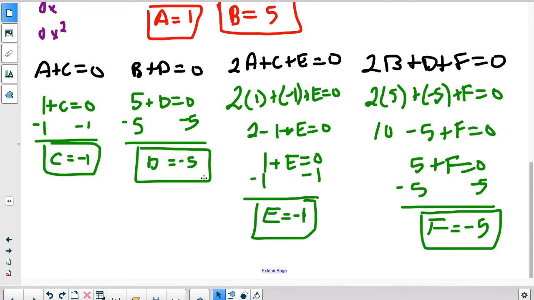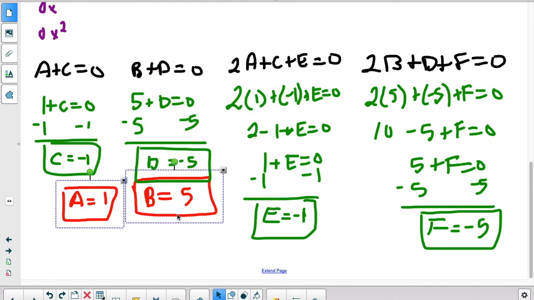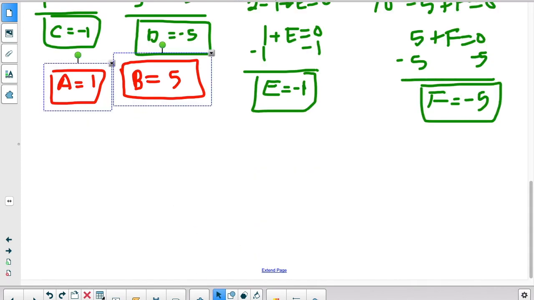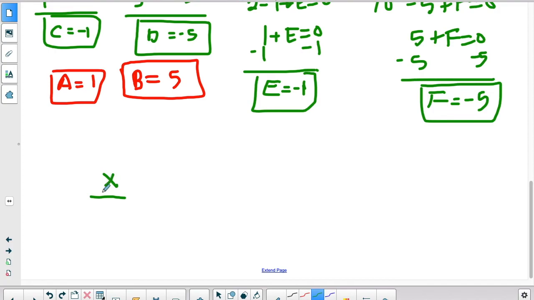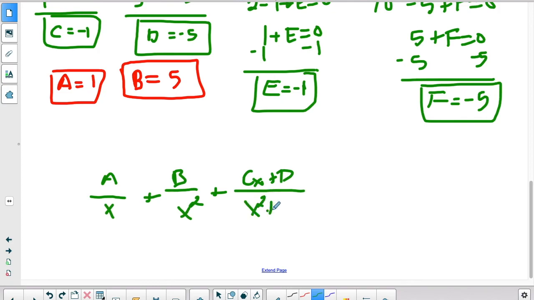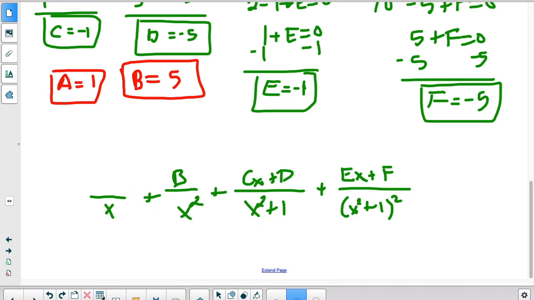So now we have found all of our letters we're looking for, so we can plug it back in. And to remember what we had to begin with, we had a over x plus b over x squared plus cx plus d over x squared plus 1 plus ex plus f over x squared plus 1 squared. And at this point here, we can go on and plug back in our values that we found.